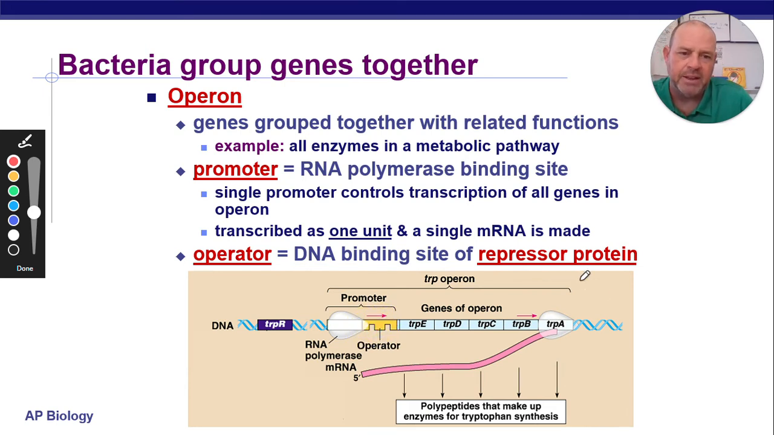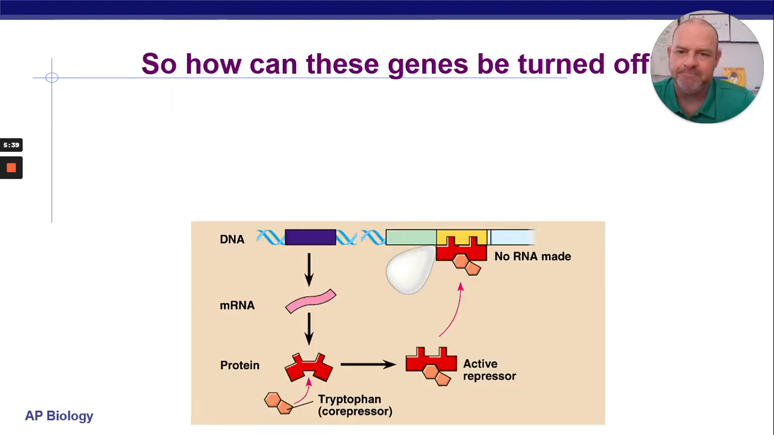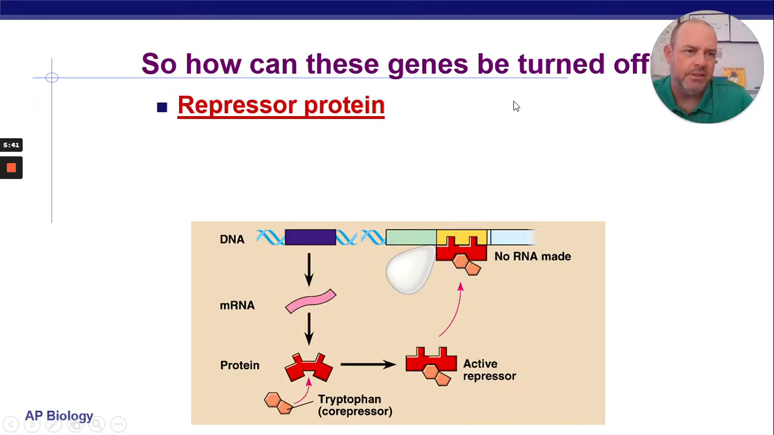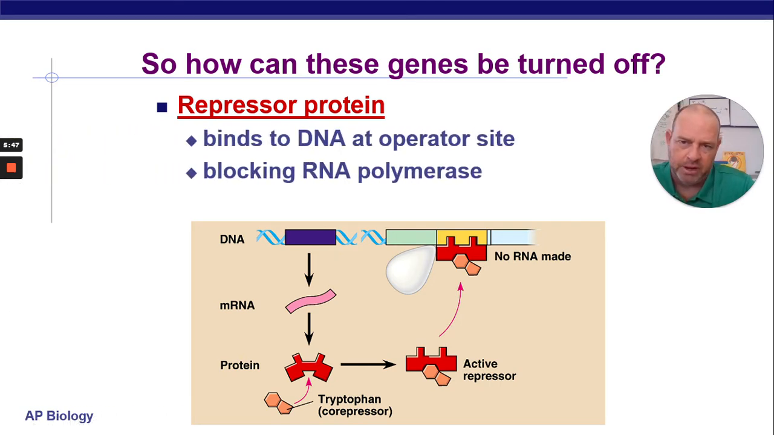And that's the binding site of what we call a repressor protein. That's where a repressor is going to come up in here, sorry, into here, and it's going to block this at some point. So we'll get to that in a second. Okay, so how can these be turned off, right? So here is the info on the repressor protein.